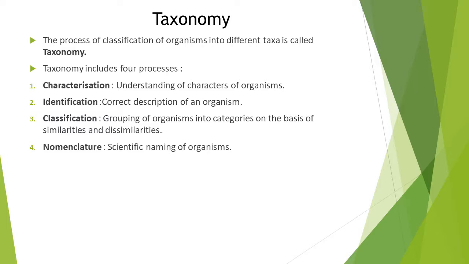The third step will be classification. That means you relate it to a known organism and you group it into categories. On the basis of the similarities and dissimilarities, you can group it into a particular category. Like when someone asks you what kind of animal are you talking about, you can say that, okay, this animal looks like a fish or it looks like a horse. So you are relating it to a known organism. And the fourth step will be nomenclature. That means you're providing a scientific name to the organism.